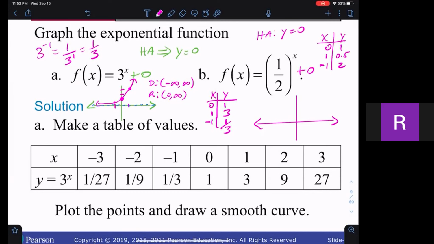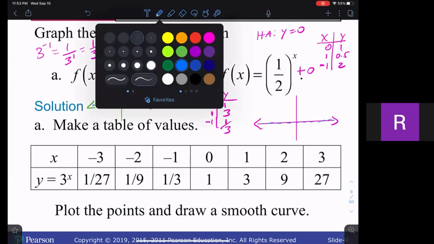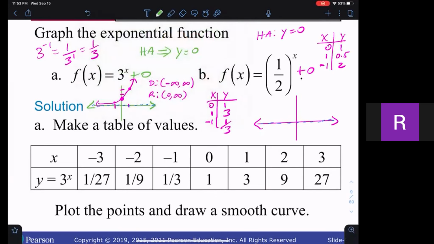So yeah, so this is 0, 1. So let me put the asymptote first. And then 0, 1, that's going to be here. And then 1, 0.5, so that's about here somewhere. And negative 1, 2, right? So that's going to be around here somewhere. So you just graph it, right?